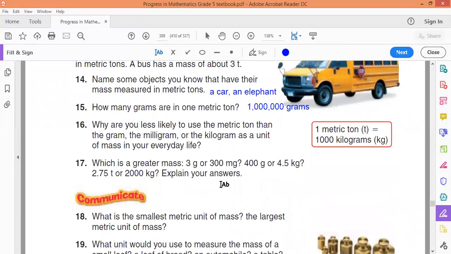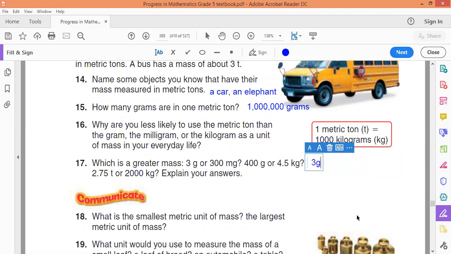Move to question number 17 first. Which is greater mass, 3 grams or 300 milligrams? 3 grams. In 3 grams, how many milligrams are there? 3,000. You skipped question number 16. Yes, I know. Here there is some explanation, so I came here. So which is the greater mass, 3 grams or 3,000 milligrams? You can say 3 grams.